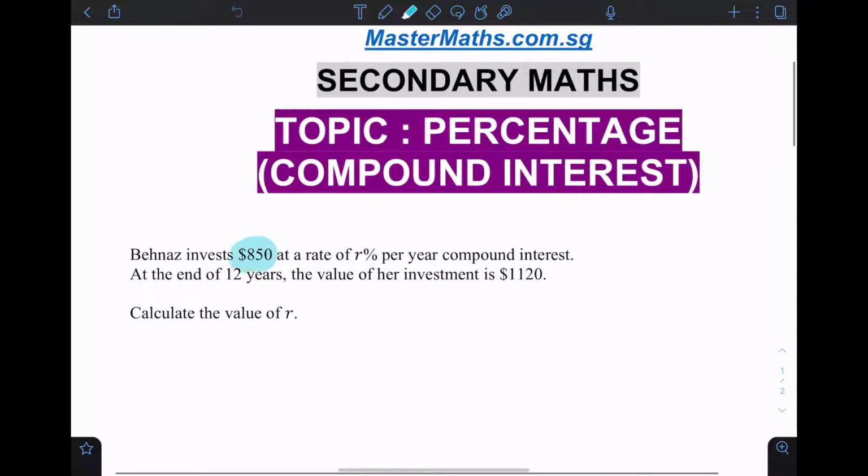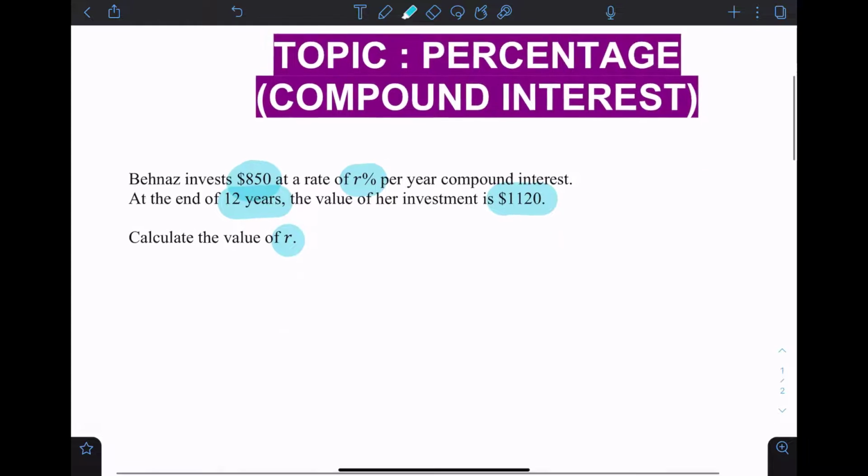Benas invests $850 at a rate of R% per year. Compound interest. At the end of 12 years, the value of her investment is $1,120. Calculate the value of R.